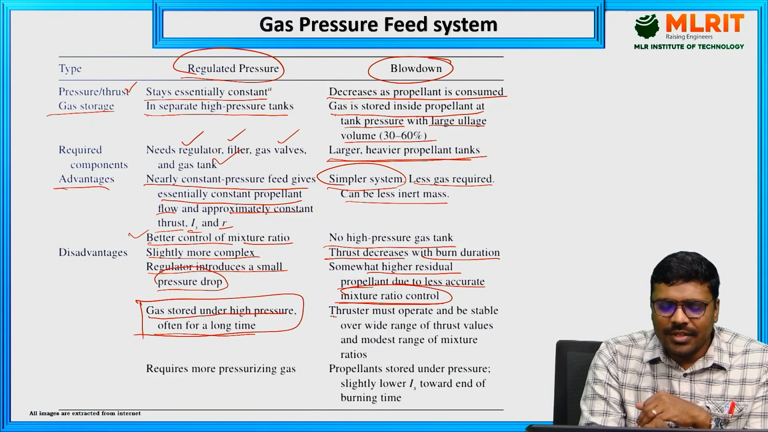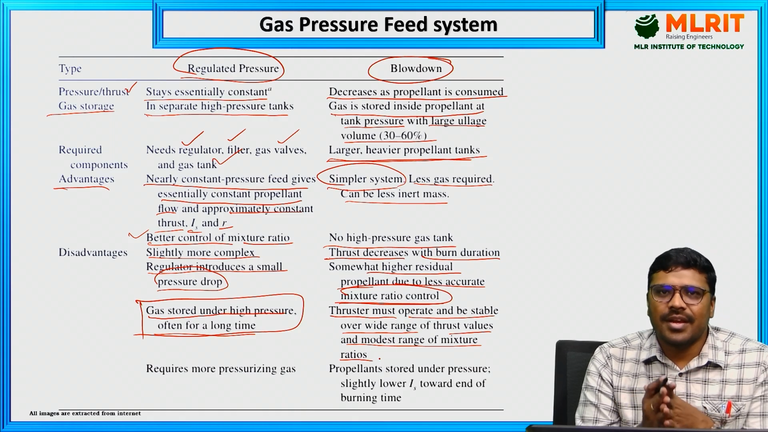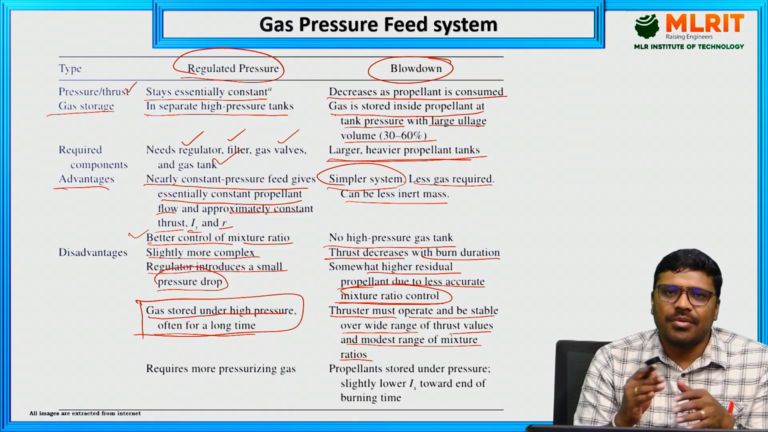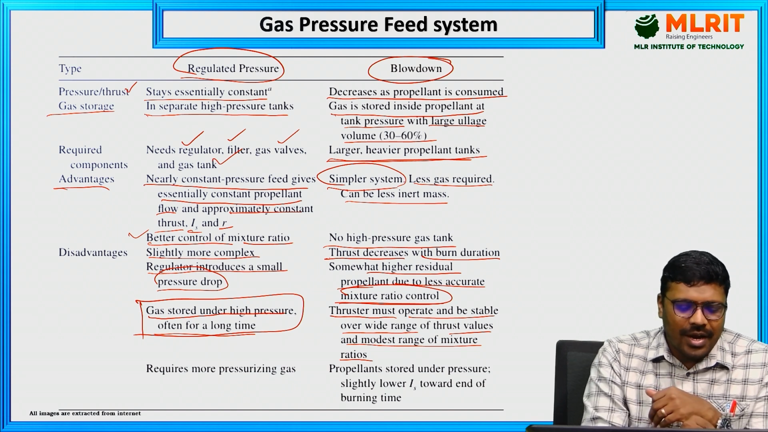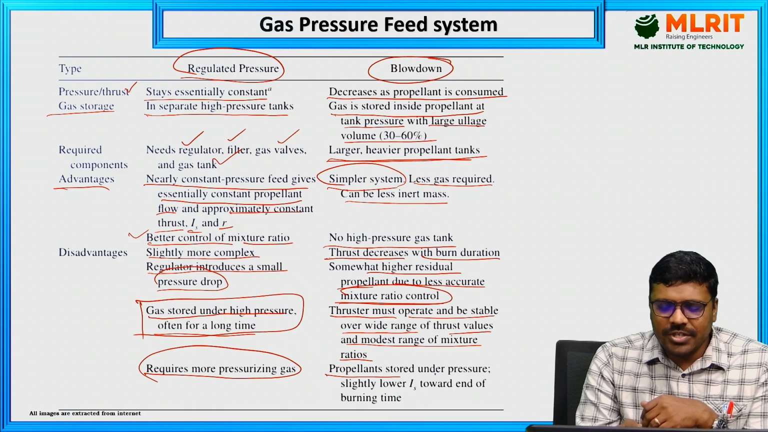Coming to here, the thrust must operate stably over wide ranges of thrust values and modest ranges of mixture ratios. It is difficult to maintain a constant thrust. So we have to control continuously in the blowdown, and it requires more pressurized gas.